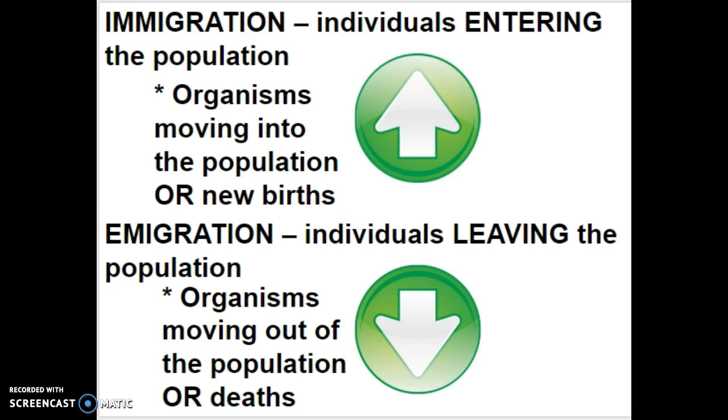Another way that we can get organisms in and out is through immigration, which is where individuals enter the population. So immigration can be considered new organisms moving in or new births. Immigration and natality will raise the population numbers and the growth rate. Emigration, this is where individuals leave the population or they die. So we can consider immigration raising the population. Emigration lowers the numbers of the population.